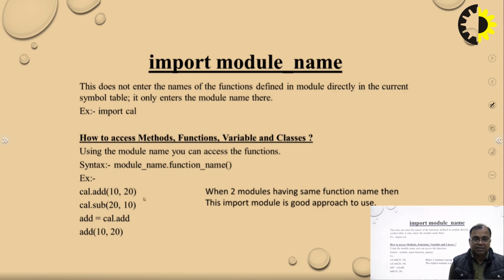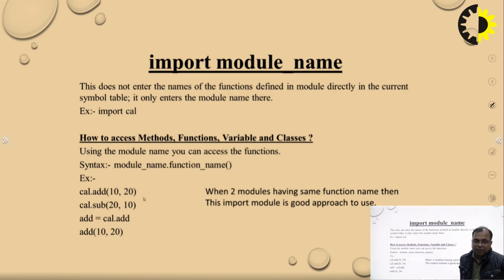So how to access the method, function, variable and classes? Using the module name you can access the function. Suppose the syntax is like that: module name dot function name. Suppose we have a bank module, then bank account name dot function name. Suppose we want to access the user names, so we can write user as a function. Any function you create as a user, you can write like that.